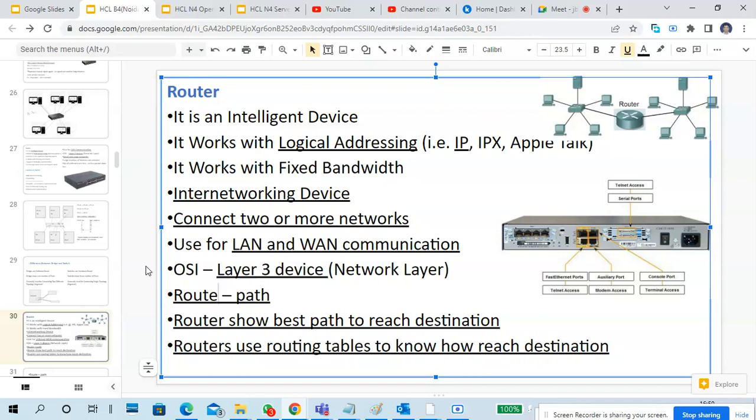Routers use routing tables to know how to reach the destination. So how does a router know how to reach the destination? I'm here and I want to reach google.com. How do I know how to reach the destination? So I forward my packet to the router. A router knows how to reach the destination. So how does the router know? Based on some routing protocols.